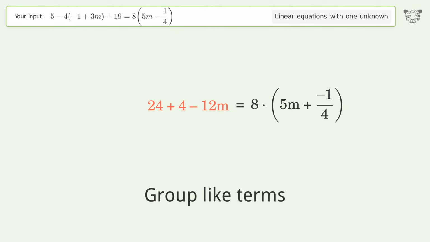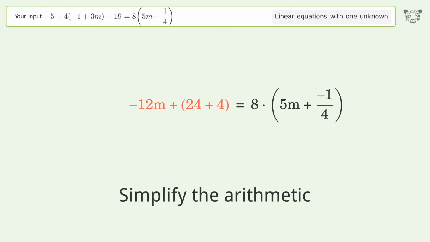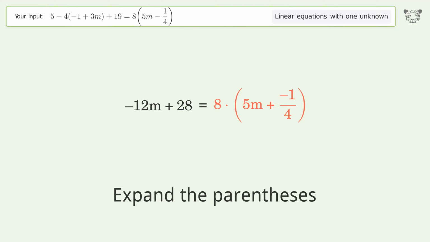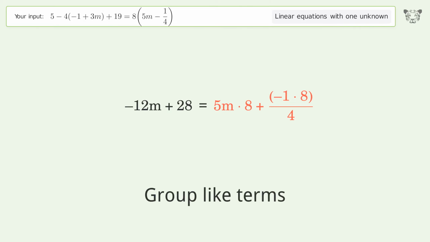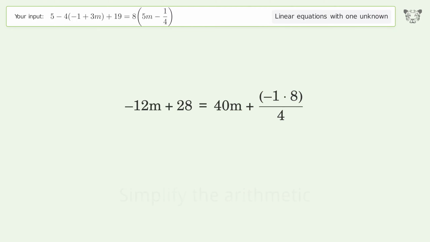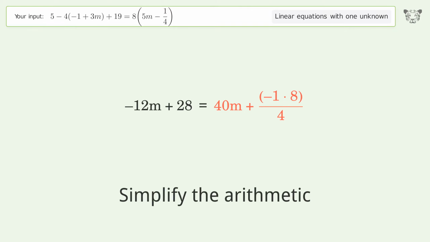Group like terms. Simplify the arithmetic. Expand the parentheses. Group like terms. Multiply the coefficients. Simplify the arithmetic.